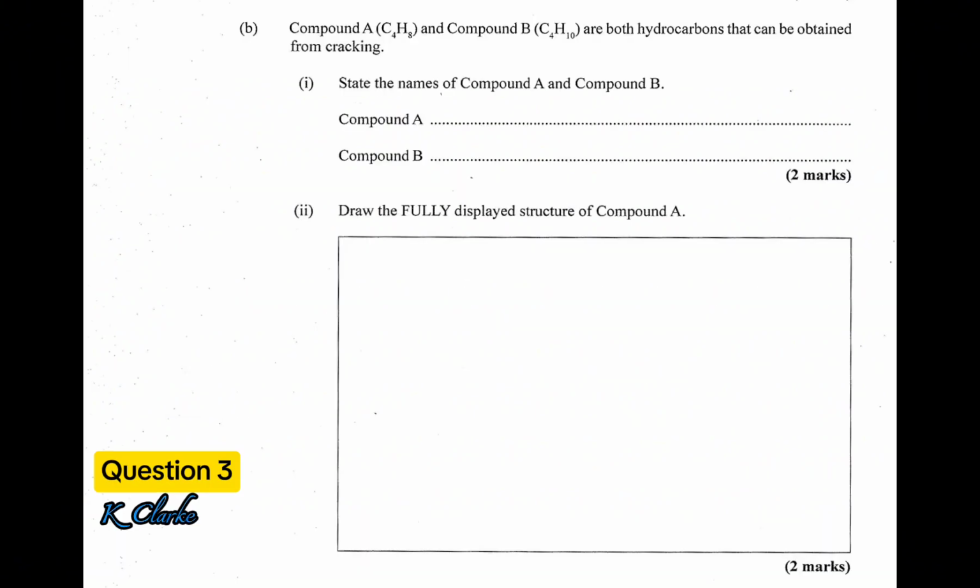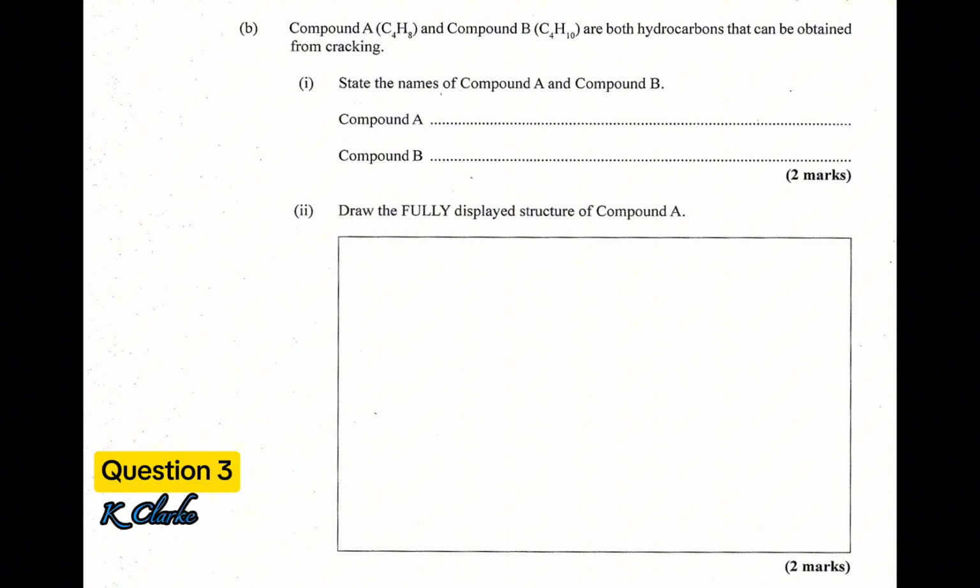B. Compound A, C4H8, and compound B, C4H10, are both hydrocarbons that can be obtained from cracking. Part 1. State the names of compound A and compound B.